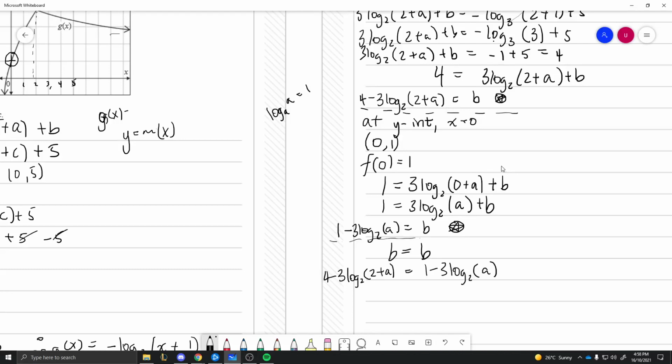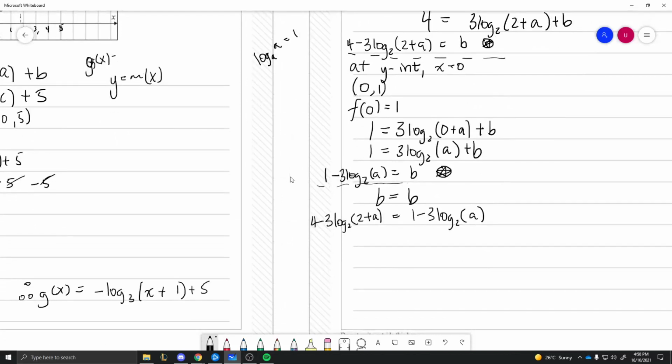a. Now let's just make it easier and get the logs on the same side. So let's make this go onto this side. Because it's subtract now, it will end up being plus. So negative 3 log base 2a, which is this one, plus this function, plus 3 log base 2 plus a. So you have 4 on this side, and positive 1 on this side.